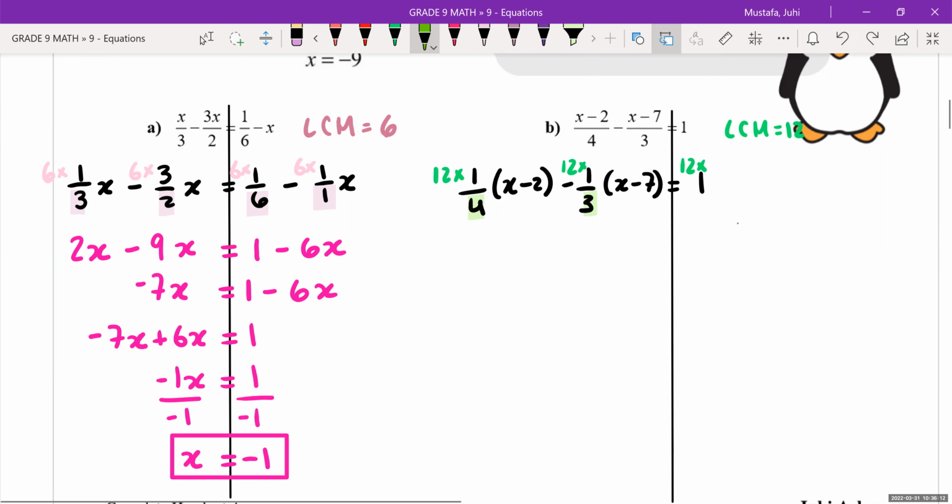Okay, so let's see what that looks like. 12 times 1 is 12. 12 divided by 4 is 3. So this is going to become 3 bracket x minus 2. Everyone see where I got that from? Okay. The next part is 12 times -1, which is -12. -12 divided by 3 is -4, so -4 bracket x minus 7. And then we can't forget about the constant.